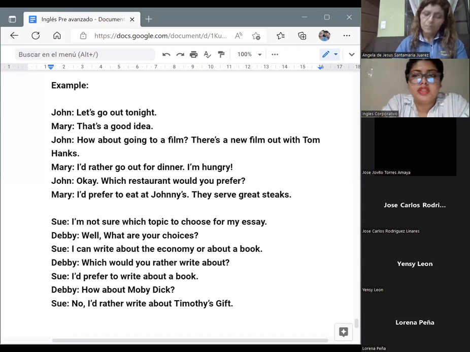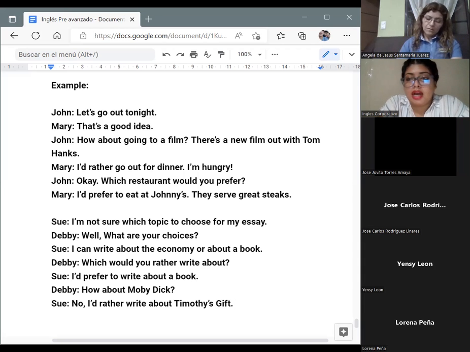So in the second conversation, we have two girls that are talking about something related to maybe the university, because Sue is telling Debbie that she is not sure which topic to choose for her essay. And Debbie said, well, what are your choices? Sue: I can write about the economy or about a book. Which would you rather write about? I prefer to write about a book. How about Moby Dick? No, I'd rather write about Timothy's gift.